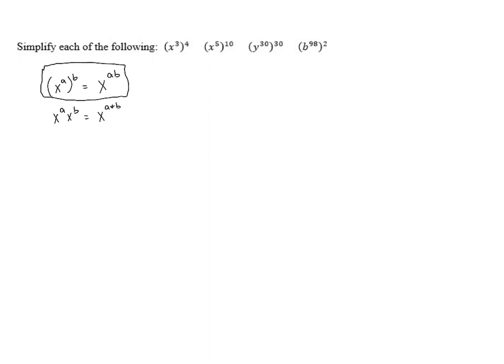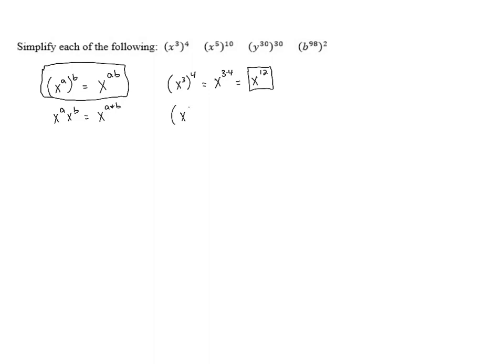Let's look at the examples. We've got x cubed to the 4th. Well, that's a power of a power, and so we need to multiply those exponents. This is going to be x to the 3 times 4th power, which is x to the 12th power. We just multiply the exponents. That's all that's going on.